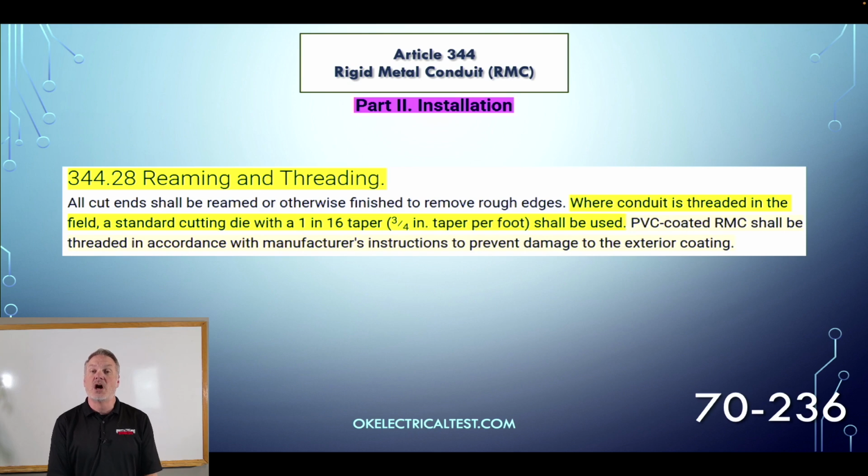Let's get into our conduit types. Article 344 is our various different conduit types, where we're going to start off here, but we're going to talk specifically in 344 about RMC. So that's rigid metal conduit. 344.28, we've got reaming and threading. It says where conduit is threaded in the field, a standard cutting die with a 3/4 inch taper per foot shall be used. So we can't just go rogue and do whatever taper we want. We need to do 3/4 inch per foot.